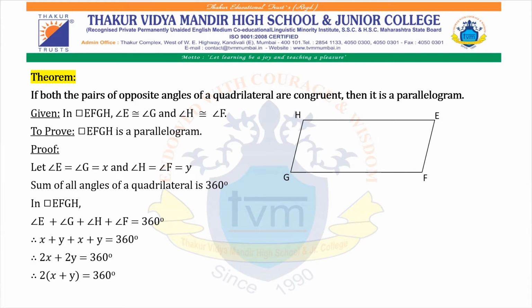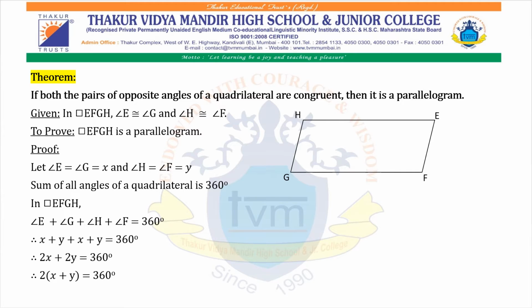Theorem: if both the pairs of opposite angles of a quadrilateral are congruent, then it is a parallelogram. Given: in quadrilateral EFGH, angle E is congruent to angle G and angle H is congruent to angle F. To prove: quadrilateral EFGH is a parallelogram. Proof: let angle E equals angle G equals x and angle H equals angle F equals y. Sum of all angles of a quadrilateral is 360 degrees. In quadrilateral EFGH, angle E plus angle G plus angle H plus angle F equals 360 degrees. Therefore, x plus x plus y plus y equals 360 degrees.